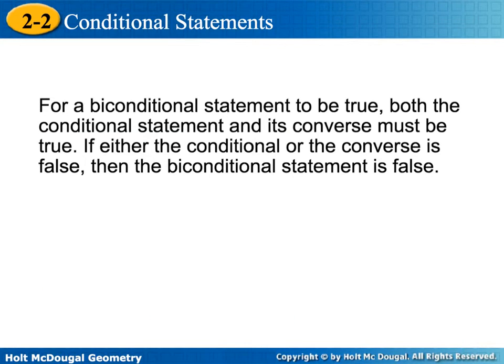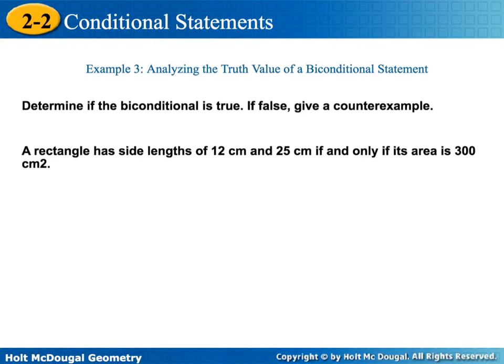All right, for a biconditional statement to be true, the conditional and the converse must both be true. If one of them's false, then the biconditional is false. I don't think we'll look too much at the truth value of biconditionals. We'll mainly just look at the truth value of conditionals and converse. So to determine if the biconditional is true, we will go ahead and do this for an example, though. A rectangle has side lengths 12 centimeters and 25 centimeters if and only if its area is 300 centimeters squared.